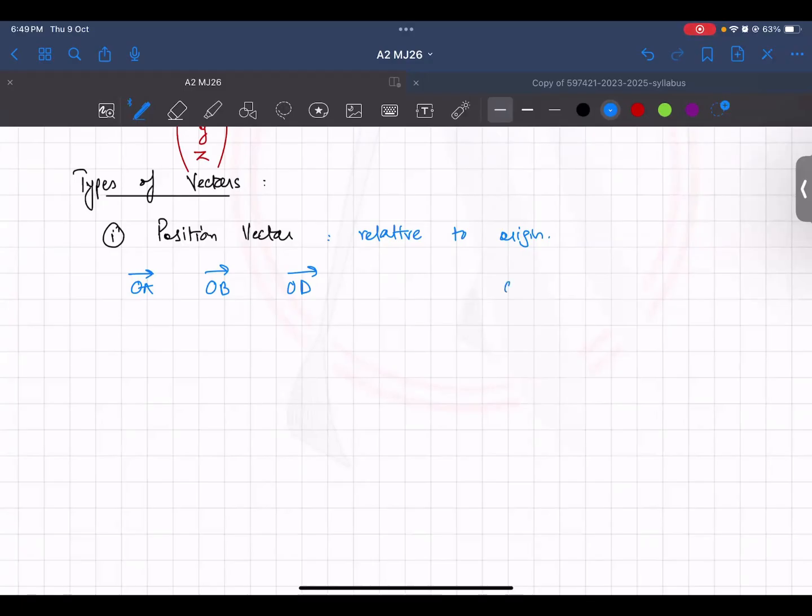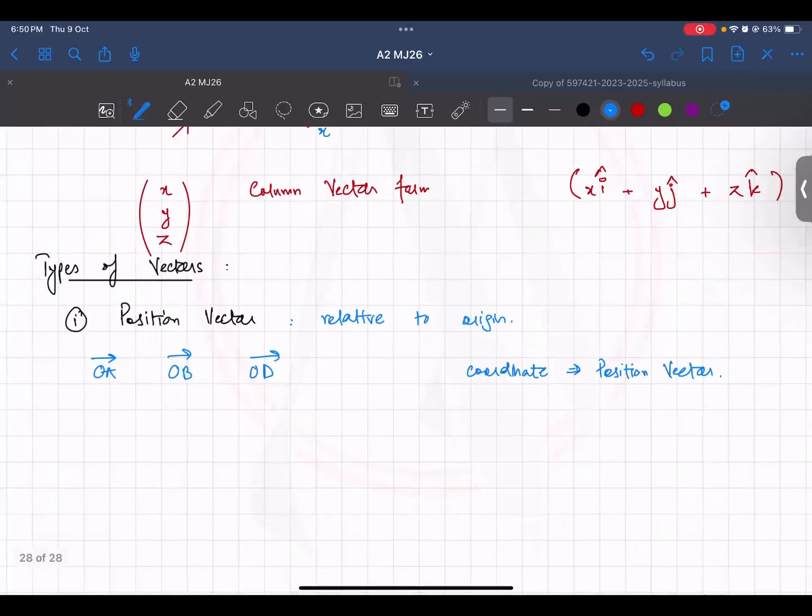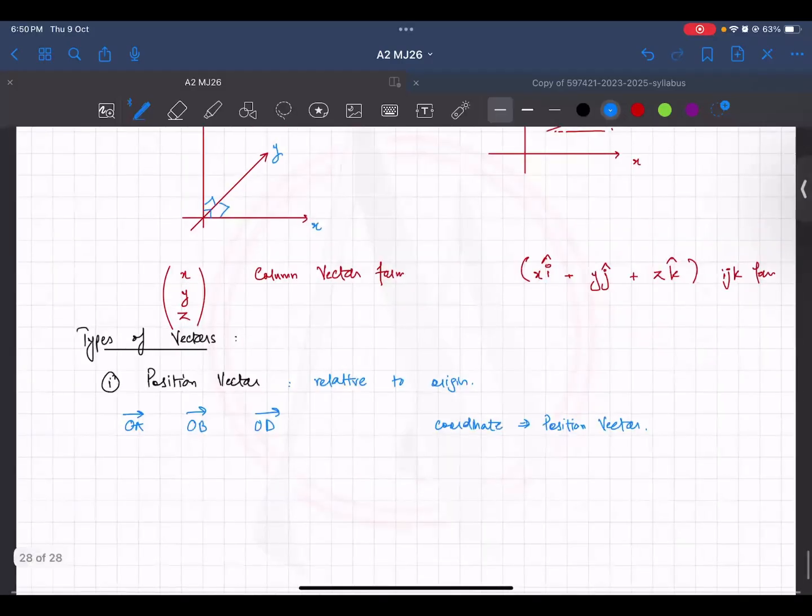So any coordinate for a 3D point can also be said to be the position vector, because when you plot down that coordinate, it is also relative to the origin. You count how much you have moved in the X and the Y and the Z from the origin. So both of them are interchangeable. You can say that they are equal to each other. The coordinate of a point and the position vector of that point are the same thing.